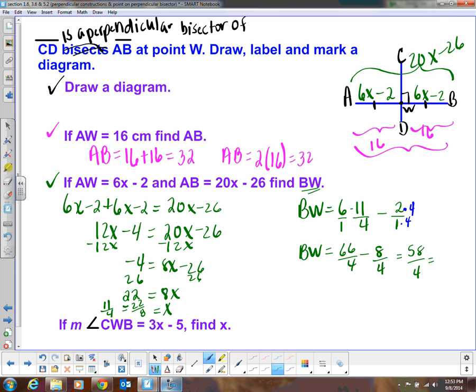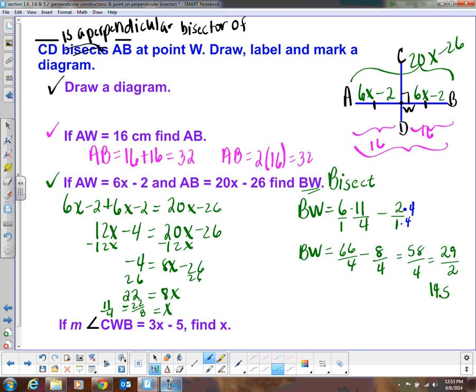58 is divisible by 2, and it's going to go in there 2 times, or 29 over 2. So that's going to be the same thing as 14.5. So you've worked with midpoint. If you can do midpoint, you can do the bisect piece. So we drew a diagram, we drew it, labeled it, and marked it. We were able to work with arithmetic. We were able to work with algebra, and this dealt with the bisect piece of a perpendicular bisector.